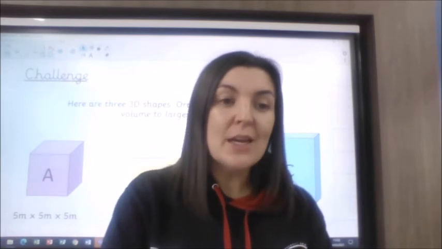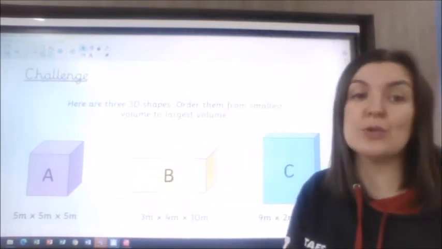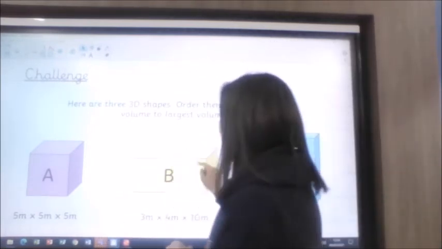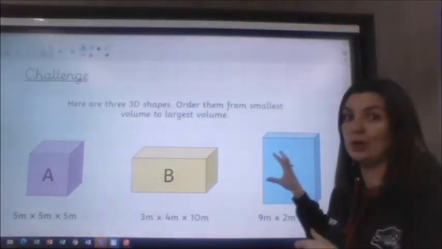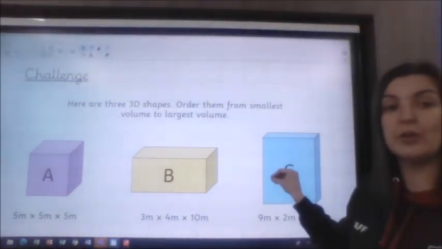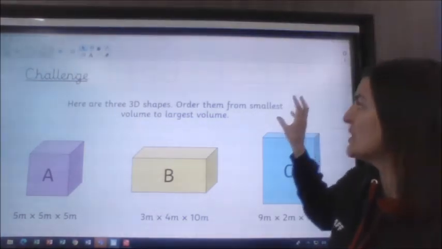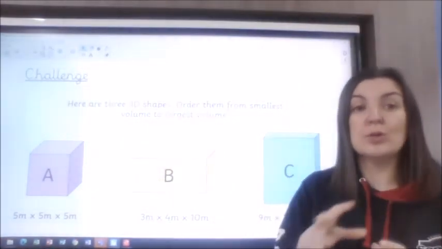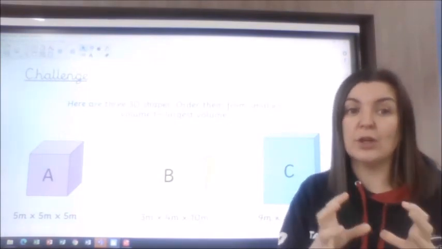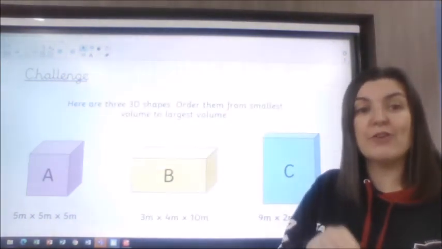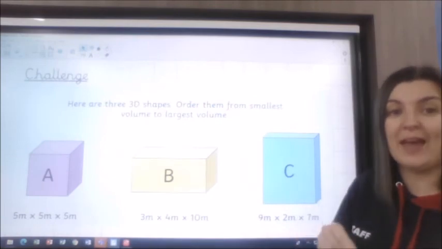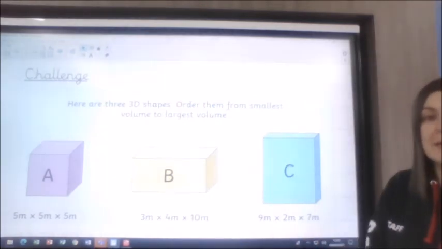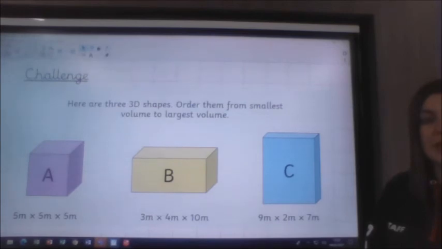Right, so finally then, I've just got a couple of challenge questions that I want you to have a look at. So this one then, the first one I want you to have a look at, it's got 3 different volumes, a cube, a cuboid and another cuboid. You've got to calculate the volumes and then put them in order from smallest volume to largest volume. So A, B and C in the order that you think is the smallest volume to the largest volume. Remember, volume is multiplying the 3 values together. So if you pause the video now and have a little go at this challenge.